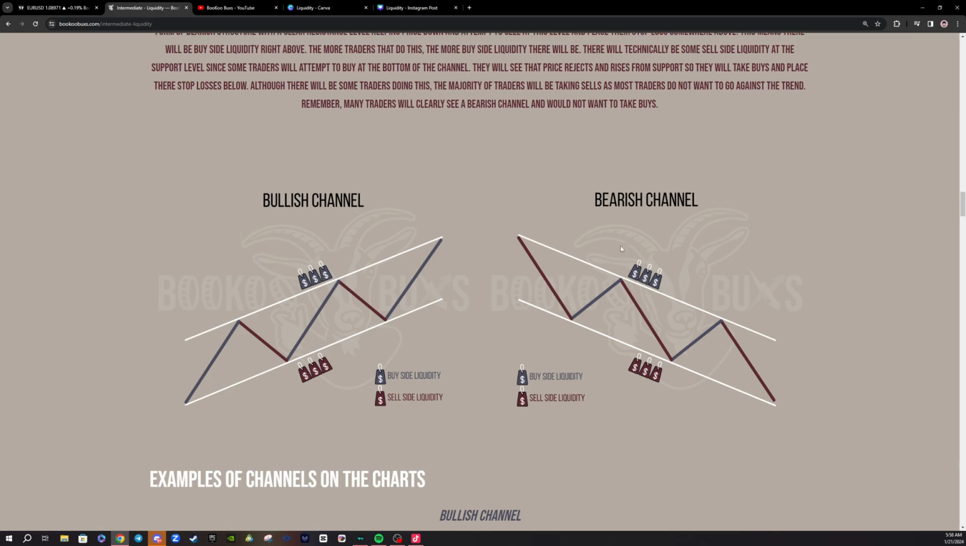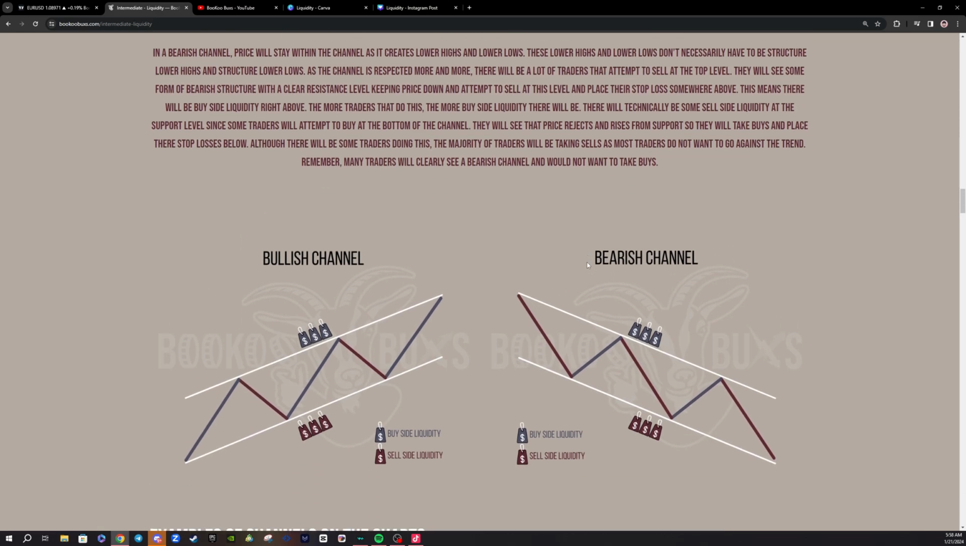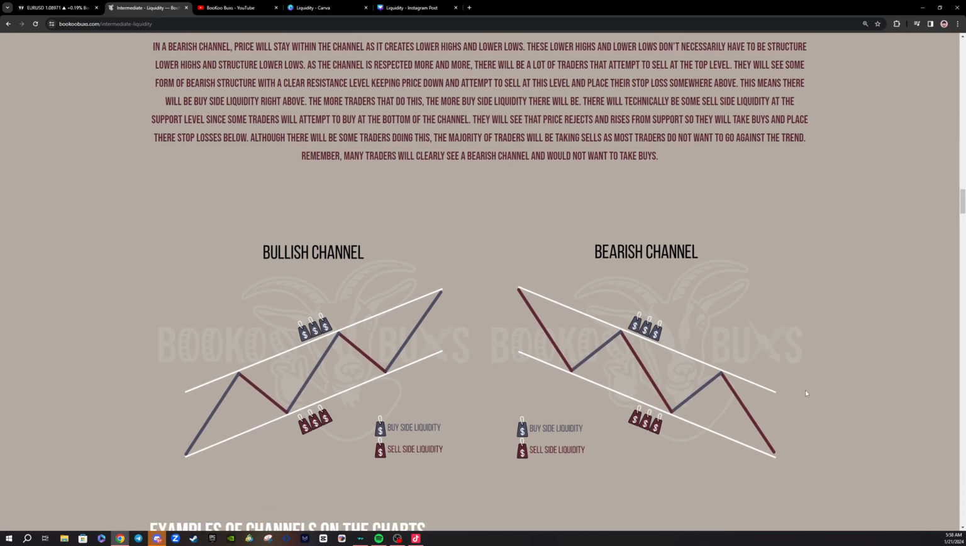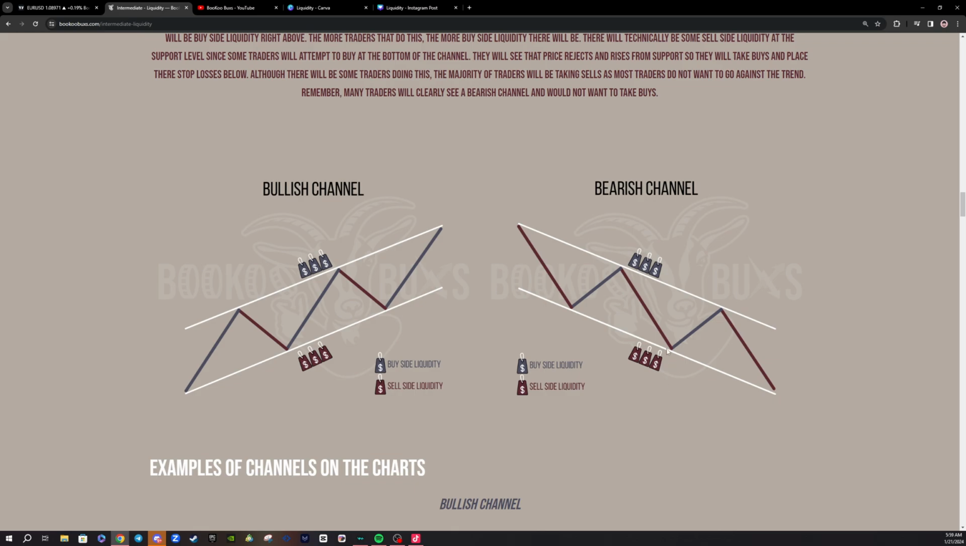Cool. Here's the bearish channel. It's the exact same thing, but we have downwards direction. Price is still in that range. Price is still giving you downward movement, but in this case, you have buy side liquidity resting above and below. But since price is giving bearish movement, most retail traders are going to want to sell. I'm not saying retail traders aren't going to want to buy at all, but most of them will want to sell because they see the trend as going downwards.